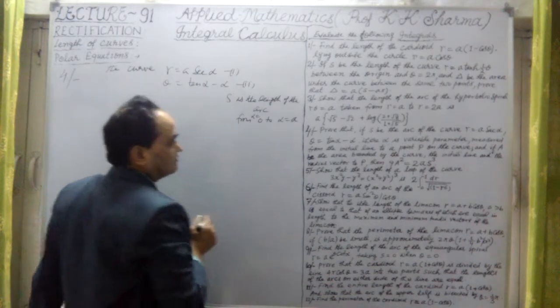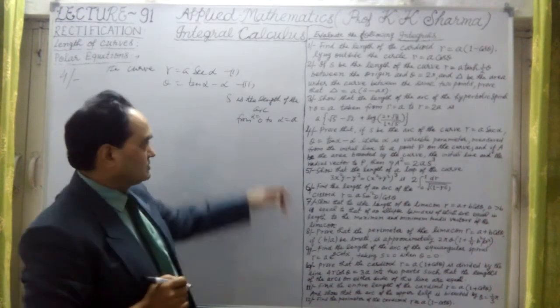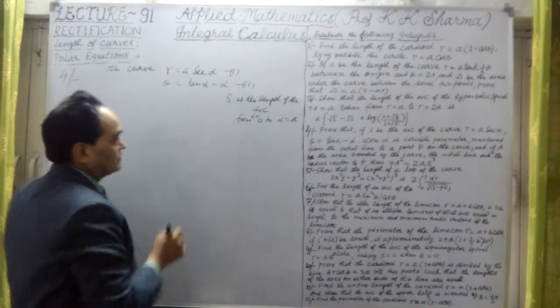So in terms of alpha, limits we have to find out. So limits are 0 to alpha. Okay.